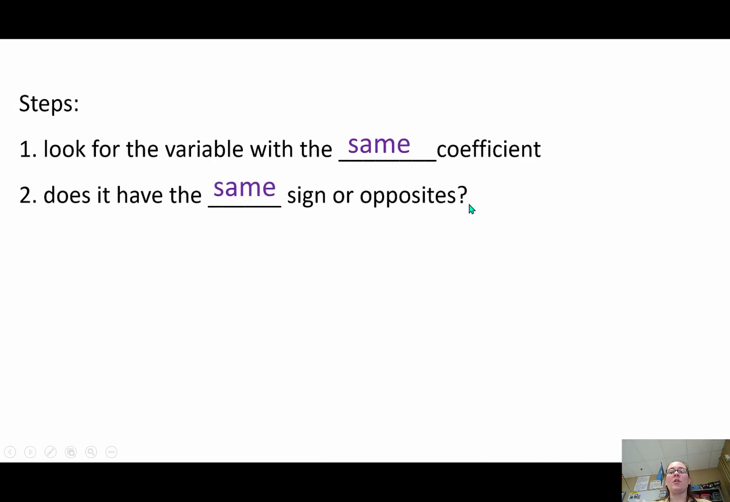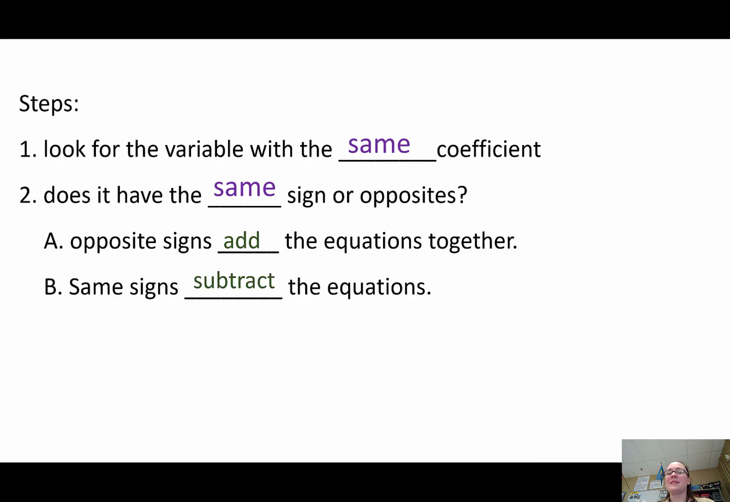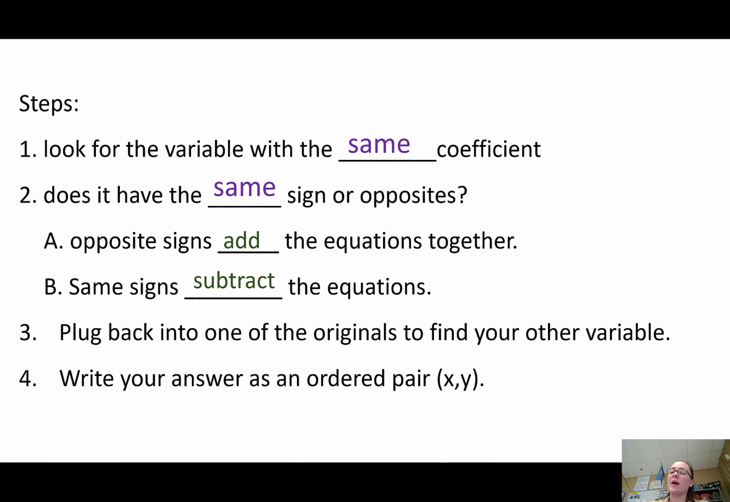And then we're going to look: do they have the same sign or opposite signs? If they have opposite signs, then we can just add our equations together. If they have the same signs, we need to subtract our equations. After we get that one variable, we're going to plug back in, find the other, and write our answer as an ordered pair, just like we have for the last two methods. So remember, our answer will always be an ordered pair, x and y. So we need both the x and the y.